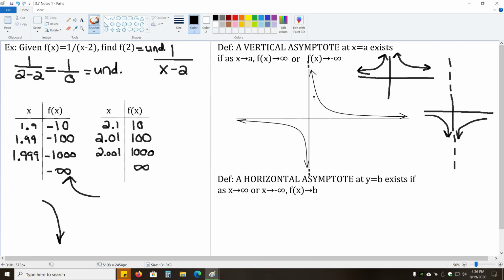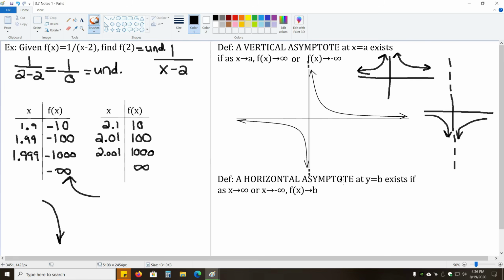Now, I should be clear about this. This is with vertical asymptotes that's true. It is possible, for our next definition, a horizontal asymptote, for your graph to pass through a horizontal asymptote. And a horizontal asymptote exists at y equals b. So for some y value, like y equals 5, there could be a horizontal asymptote if, as x approaches infinity or x approaches negative infinity, y, or f of x, approaches some value b, that y equals b value.